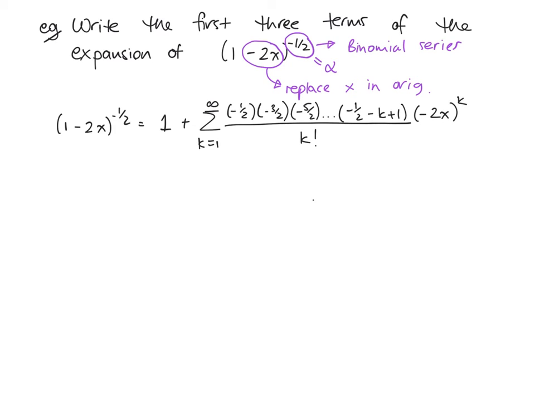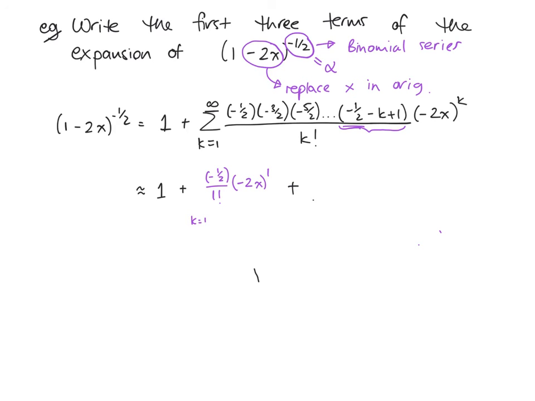We want the first three terms. So here we go. Well, our first term is always going to be 1. Then our second term is when k is equal to 1. So let's just make a note. This is k equals 1. When k equals 1, our minus a half minus k plus 1 goes as far as minus a half. So that's just going to give us minus a half over 1 factorial times minus 2x to the 1. So there we've got our second term.